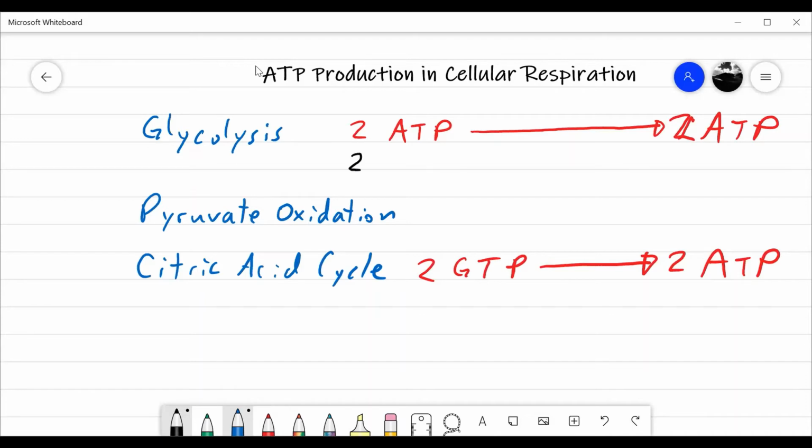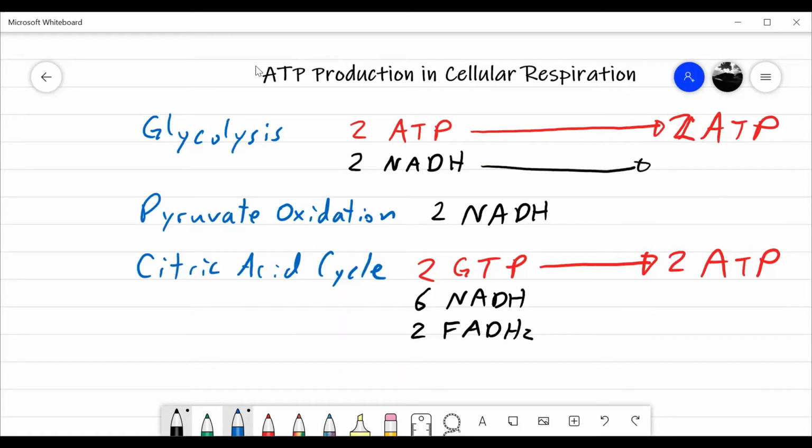So remember, in glycolysis, we made 2 NADH. And pyruvate oxidation, we also made 2 NADH. And the citric acid cycle, if you go back and count, we made 3 NADH, but I'm multiplying it by 2 because of 2 pyruvate that ultimately are put into the system. So that becomes 6 NADH. And in the citric acid cycle, we also made 2 FADH2.